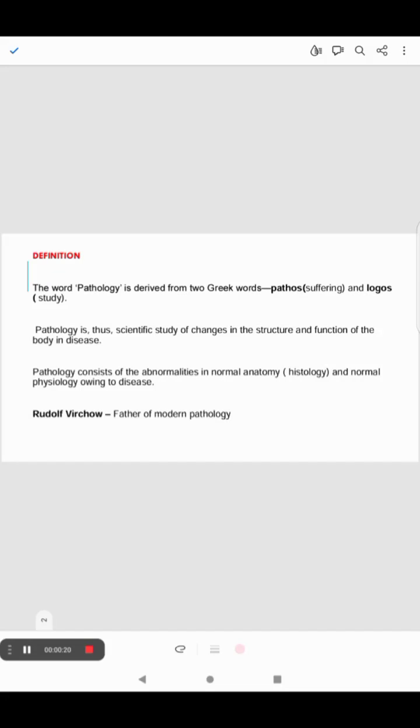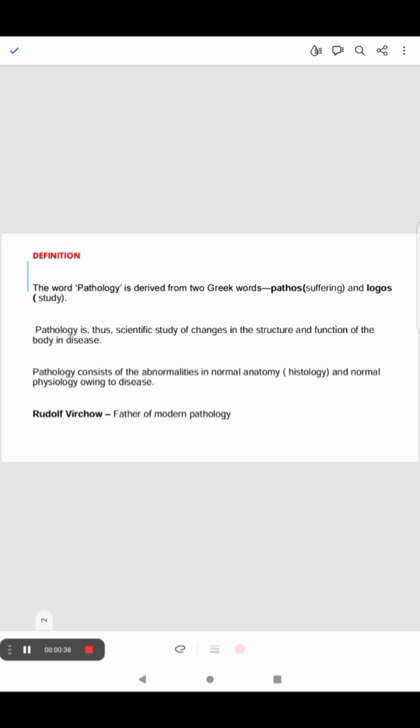So first we will see the definition of pathology. Pathology is derived from two Greek words. Pathos means suffering, or disease, and logos means study. So pathology is the study of disease.